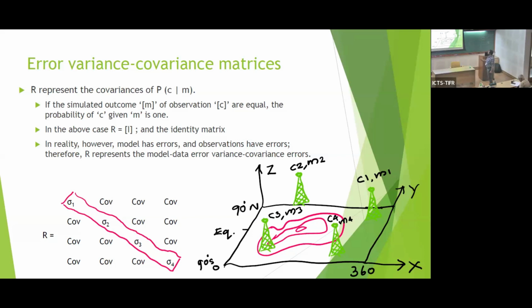If the simulated outcome M and the observations C are equal, the probability of C given M is 1, but that never happens. So in the above case, R is equal to identity. In reality, however, the model has errors and the observations have errors. Therefore, R represents the model-data error variance covariance. That is a square matrix in the data assimilation problem.